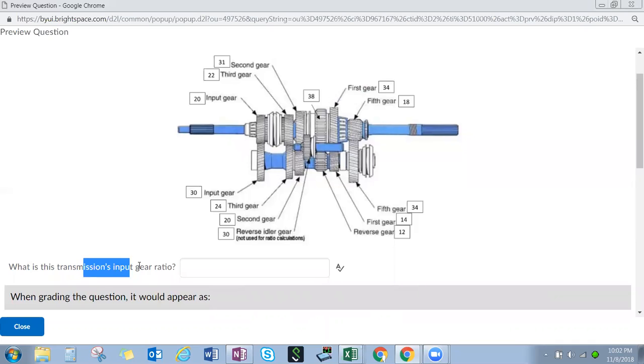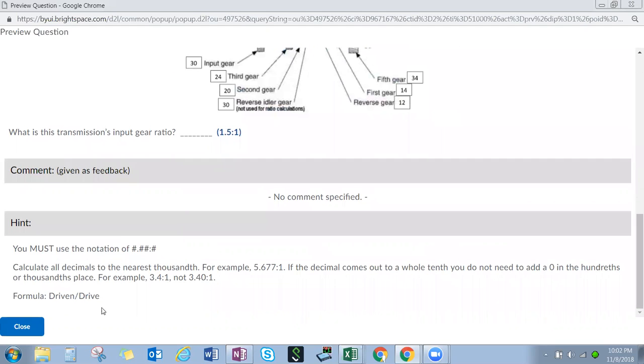It wants us to calculate the input gear ratio, which is done by the formula that we were given, which is driven over drive. In these hints that I've given you before, make sure that you have the correct notation. Here's an example of the correct notation, and then don't forget the formula. This is how we find out what our gear ratios are going to be. So remember, driven over drive.